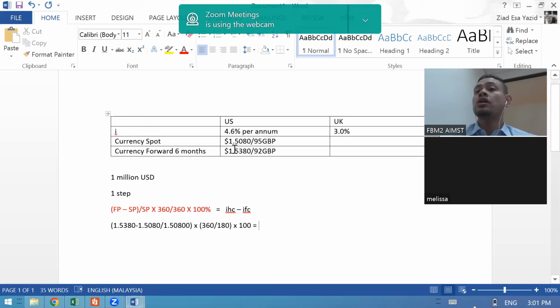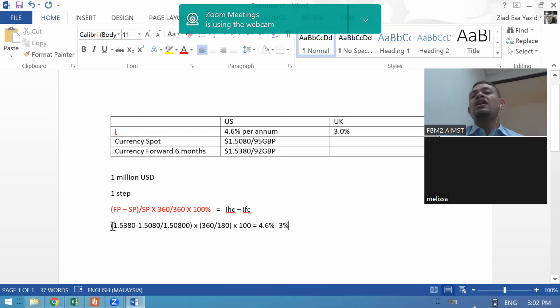Why? Because look at this one again, here. The home currency is the currency on the left, or the one where 1 unit of currency equals some amount. The one is of course GBP. The one is the GBP, so GBP is the foreign currency. So the interest rate of home currency is 4.6%, minus 3%. So there you go.